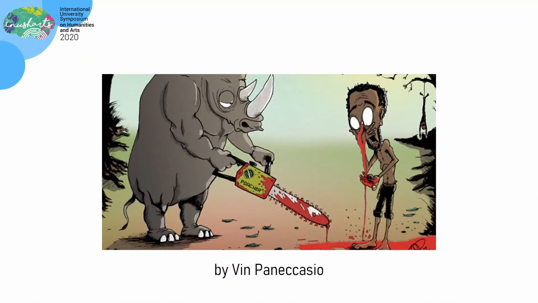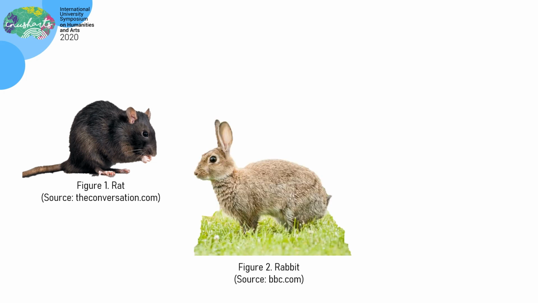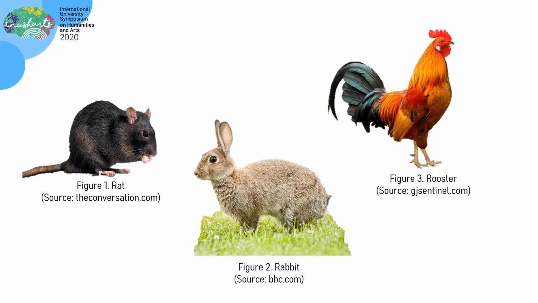For example, this is the cartoon drawn by Finn Panekasio. As we can see, the characters in this cartoon are a man and a rhino. The creator gave the rhino force to act like human, holding a saw. The previous cartoon shows that animals can be character, either it is rat, rabbit, or rooster. It depends on the creator what and which characters they want to make.